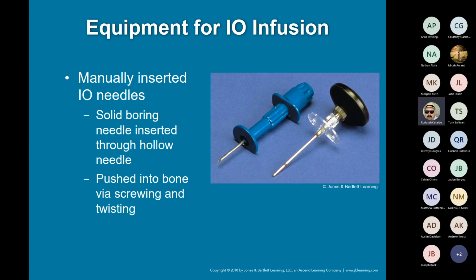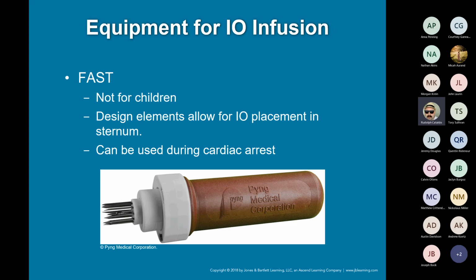Now, these are old school, manually inserted needles. We would literally apply pressure, and then the back was essentially a knob that you would turn to create that rotating motion, to create that centrifugal force to drive that into the bone. I don't know anybody that still carries manual IOs at this point. The next one I'm going to show you is more what the military uses for sternal IOs. Again, that's going to have like 12 needles. It's what's called a fast IO, just meant for sternal IOs.